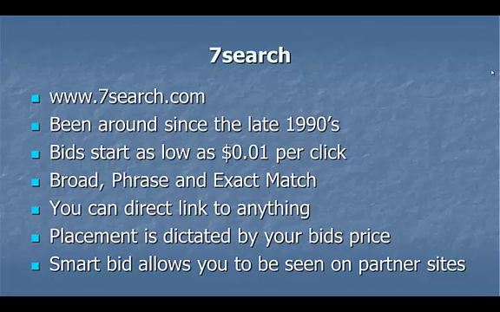Now, one thing you've got to understand about 7Search is that basically they're an aggregation of thousands of different publisher sites. So basically, you're getting traffic from a wide variety of different partner sites. Okay, and they have this feature called Smart Bidding, and this allows you to be seen on premier partner sites. So when you bid on a keyword, 7Search will tell you what keyword bid you need in order to be shown on some of their biggest partner sites.